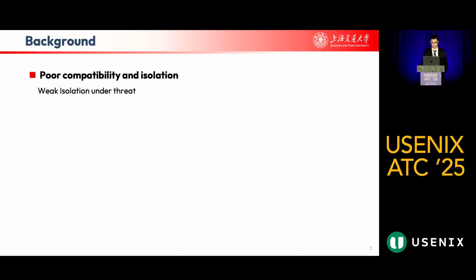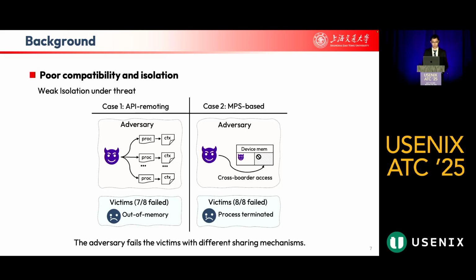Moreover, as for fault isolation, existing systems are vulnerable to adversarial applications. For example, if you use API remoting, an adversarial application can cause out of memory for all the victims. And with MPS-based solutions, an adversary can also use cross-boundary accesses to make other processes terminate.